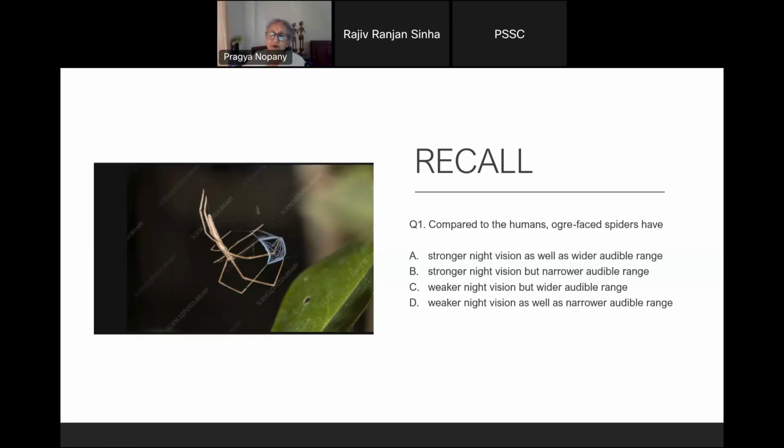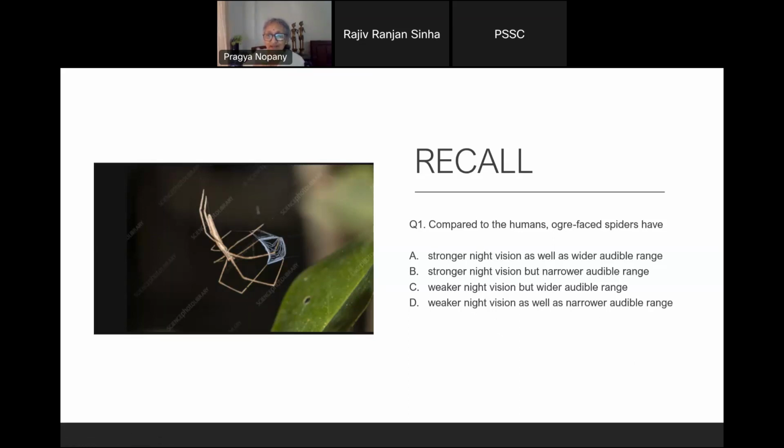अब आप बताइए कौन सा आंसर सही है. आपको पता है कि उनकी स्ट्रॉन्गर विजन थी, लेकिन फ्रीक्वेंसी रेंज क्या है उनकी? 100 हर्ट्ज टू 10,000 हर्ट्ज. What is our frequency range? Audible frequency range. Is it same or is it larger? What is our frequency range?